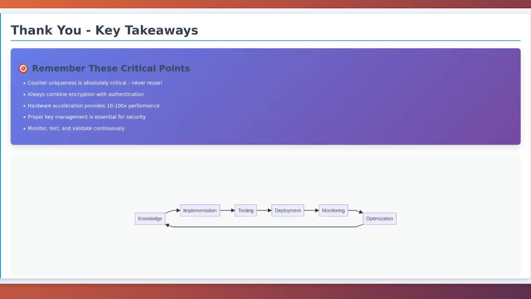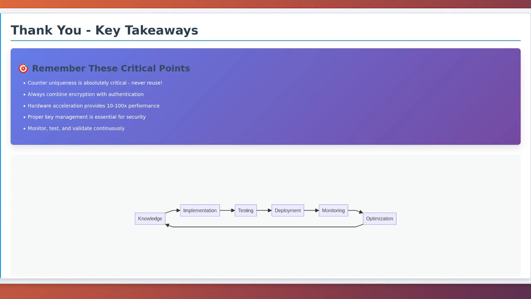Conclusion and resources. We've completed our deep dive into the technical intricacies of ESP with AES-CTR mode, covering everything from the fundamental cryptographic operations to real-world deployment challenges. This knowledge forms the foundation for building and maintaining secure, high-performance VPN infrastructures that protect critical communications in today's interconnected world. Throughout this presentation, we've seen how AES-CTR mode transforms block cipher encryption into a stream cipher, enabling the parallel processing and performance characteristics that make it ideal for network security.